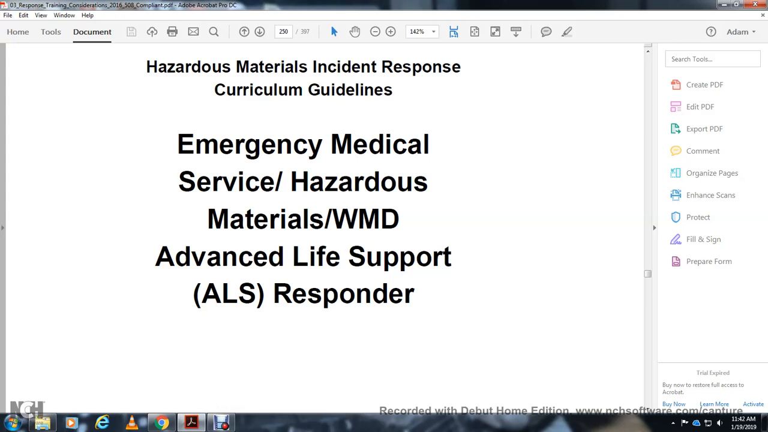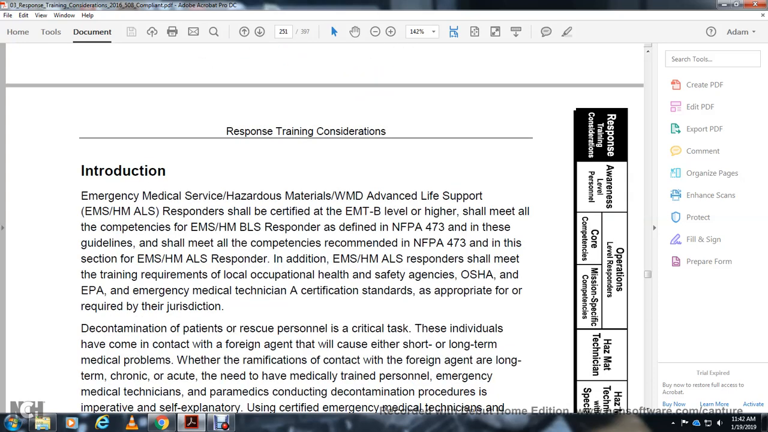Alright, your hazmat incident response curriculum guidelines: Emergency Medical Service, the hazmat advanced life support responder. Introduction. Responders at the EMT-B level or higher shall meet all of the competencies for the Emergency Medical Service hazmat basic life support responder as defined by the National Fire Protection Association 473, and the guidelines shall meet the competencies recommended by NFPA 473.